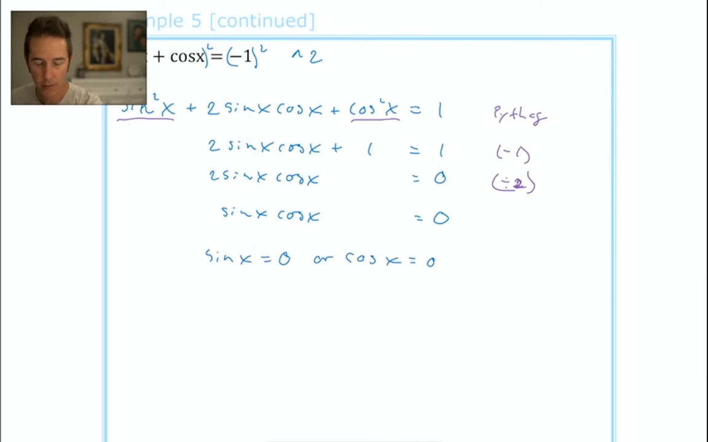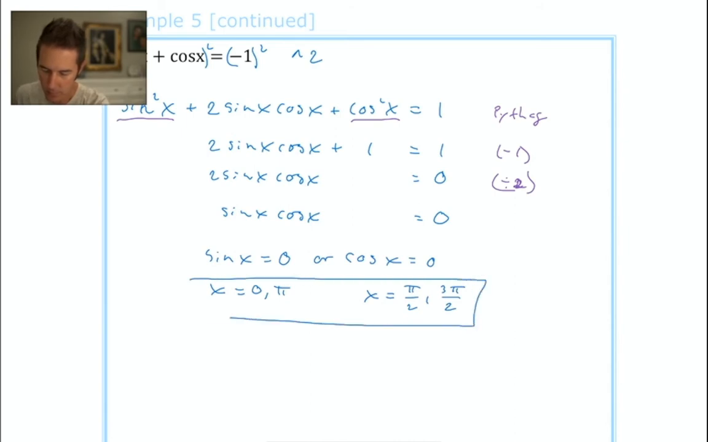When does sine x equal 0? I'm imagining the graph in my head. It's coming out of the origin, so that happens at 0. It crosses the x-axis again when x is equal to pi. Cosine is equal to 0 1/4 of the way through its period and 3/4 of the way through its period. And those are the 4 solutions to your original equation.